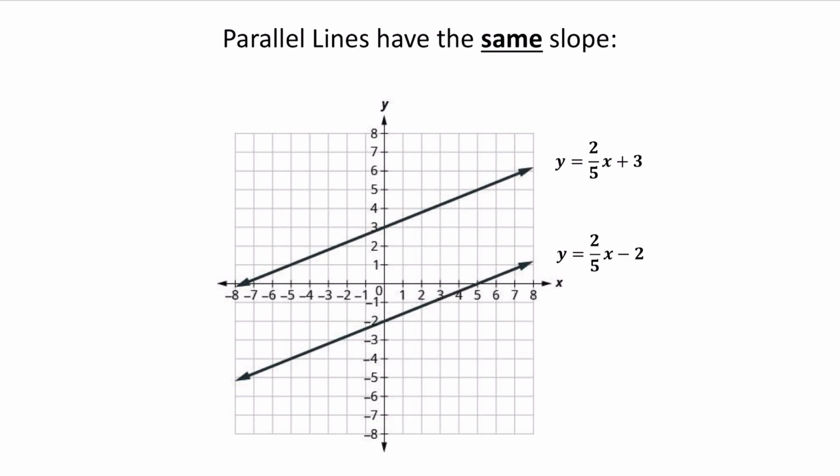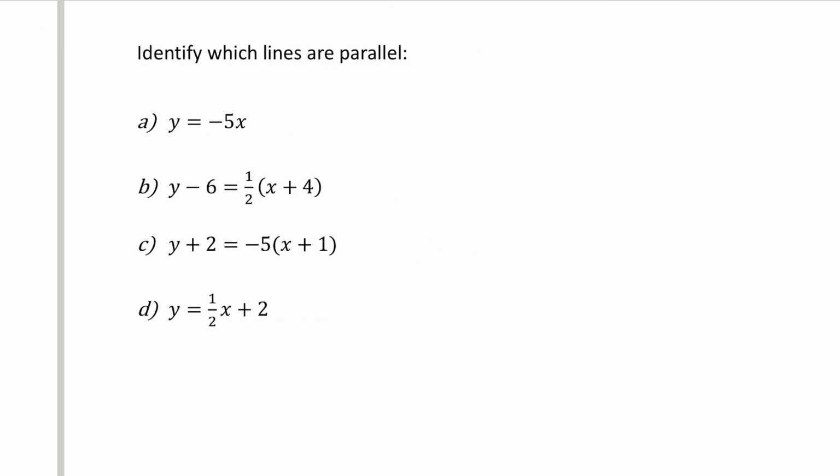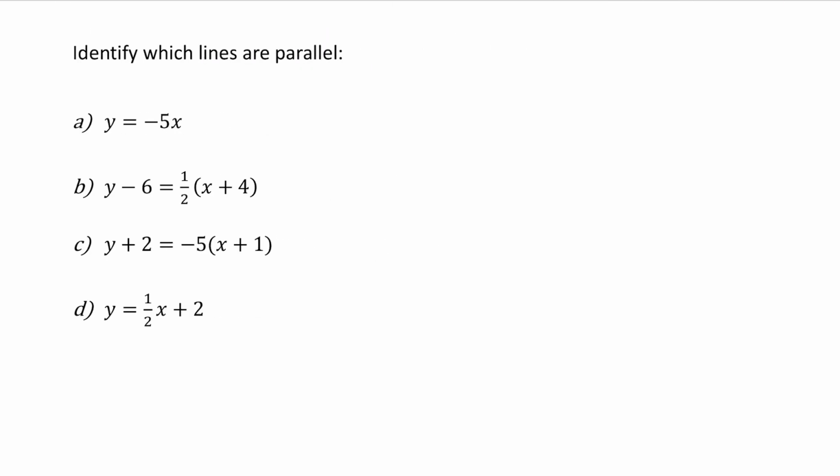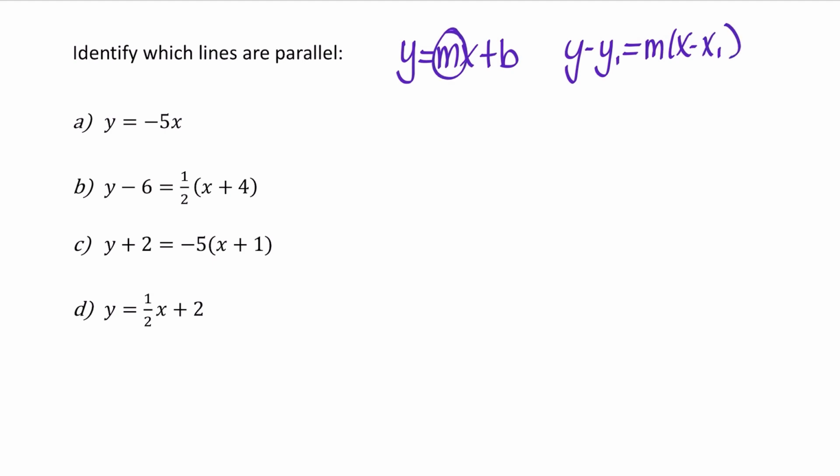Here are two parallel lines along with their equations, and notice that the slope of both lines is exactly the same. The slope is 2/5 for both of these lines. So in this problem, let's look at different equations and try to identify which lines are parallel. We have equations given in slope-intercept form, y = mx + b, and we also have equations in y - y1 = m(x - x1), which is point-slope form. We're going to look at the values of m and make sure that they're the same in order for the lines to be parallel.